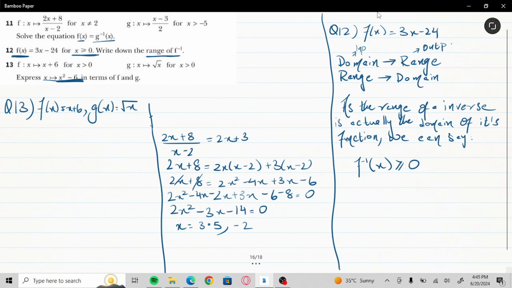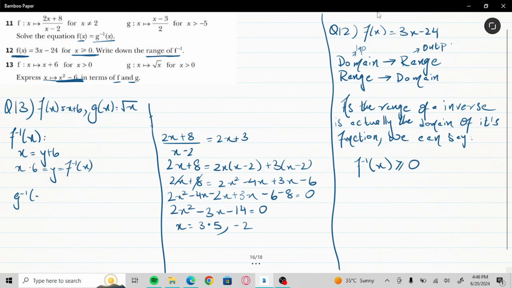That means we have to find the inverse of these two. Because what we need does not fulfill our requirement. So what we are going to do is first find the inverse of the function f. We are going to say that x = y + 6, so x - 6 = y, which is the inverse of function f.